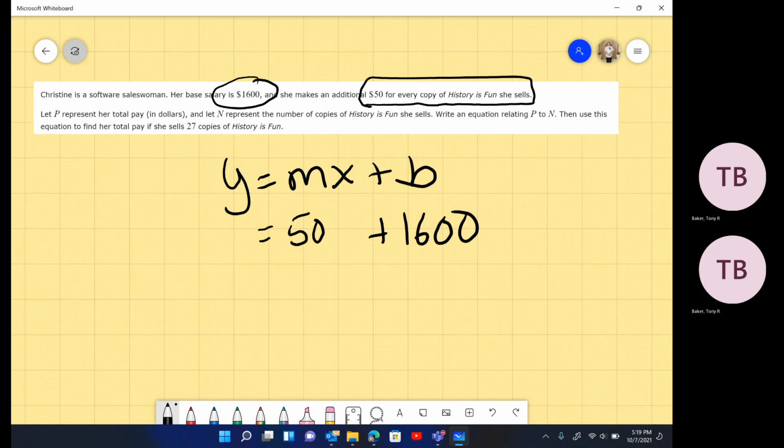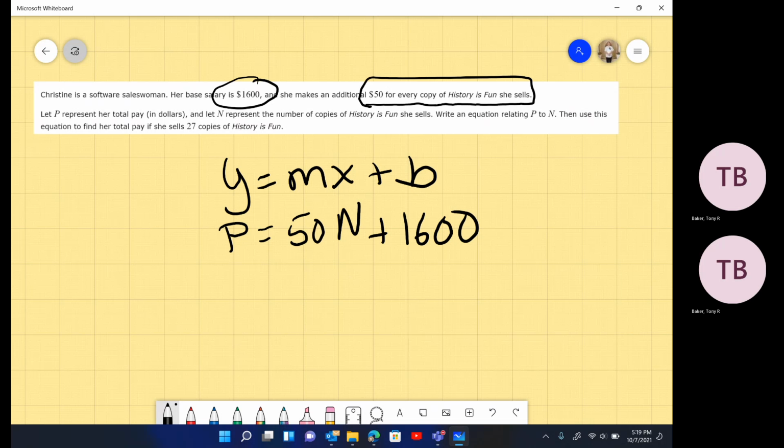And you do want to make sure your lettering matches the letters that they're asking you. So in this case, they're telling you N represents the number of copies. So instead of an X, I'm going to put an N. And P is her pay. So I'm going to use a P there. So do make sure to use the lettering that they tell you and not just Y and X, because it will mark them wrong. Okay? Questions with how I came up with that equation? When I do it, it looks really, really simple.